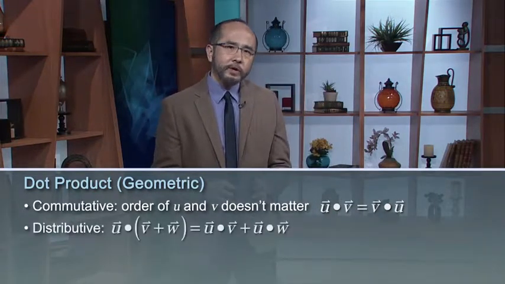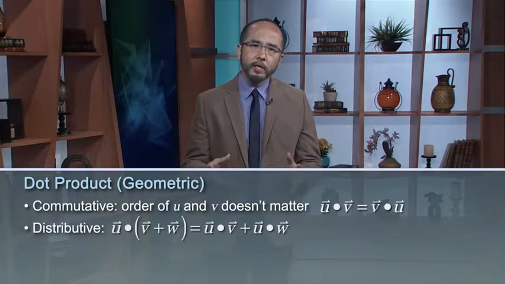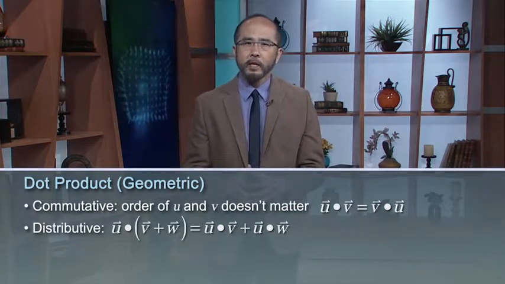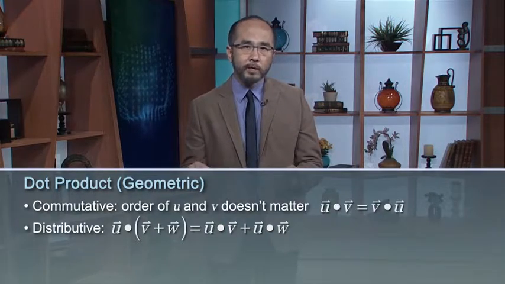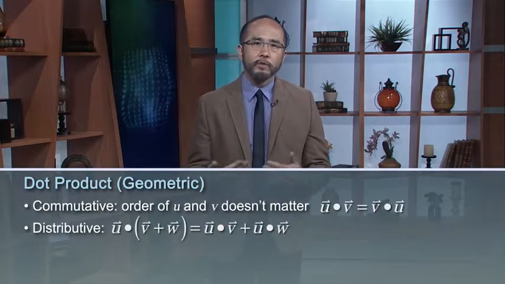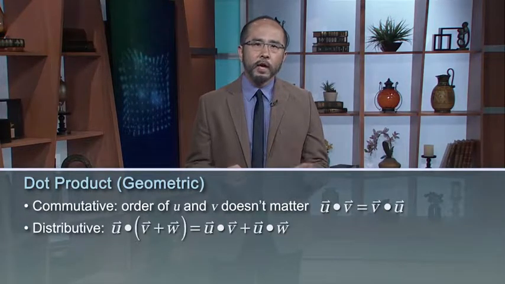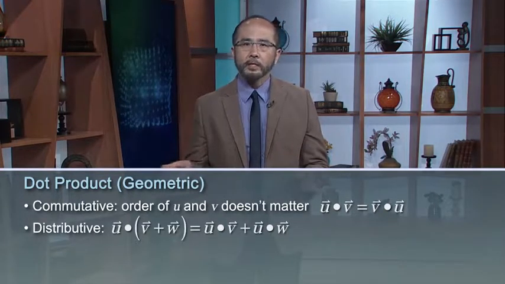The next thing you notice is that the dot product is distributive. You should stop this lecture now and verify this by checking that u dot (v plus w), expressed in terms of their components, is the same expression you get from doing u dot v plus u dot w.